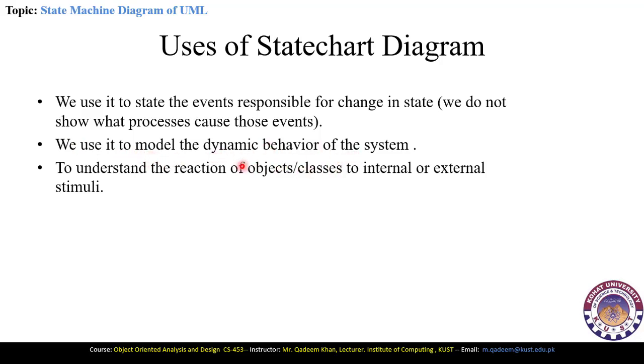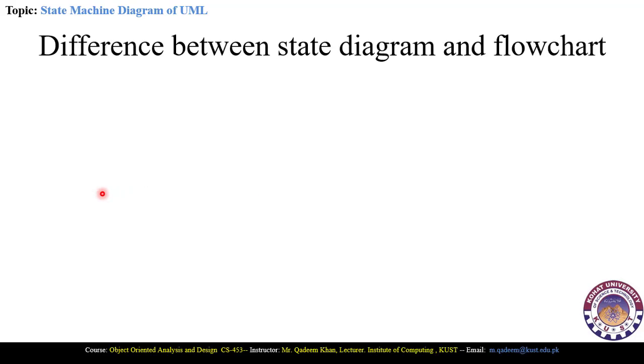Dynamic means the runtime behavior of the system, that is, when the functions will be called, that will be represented in the form of the runtime. It helps to understand the actions or reactions of the object classes to internal or external stimuli. When certain external or internal stimuli, meaning events, arise, then the actions will be changed, meaning that the state of the state machine diagram will be changed when certain internal or external events are raised.